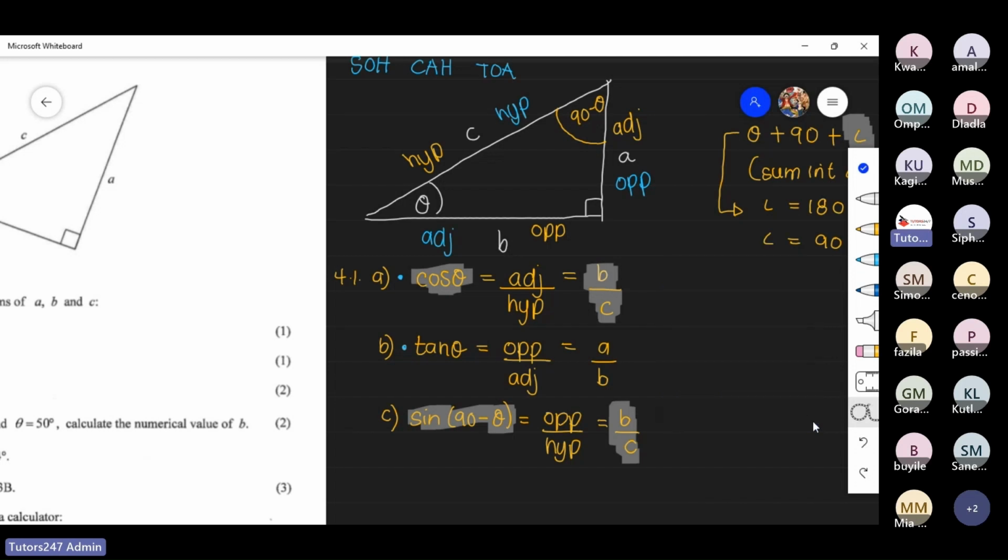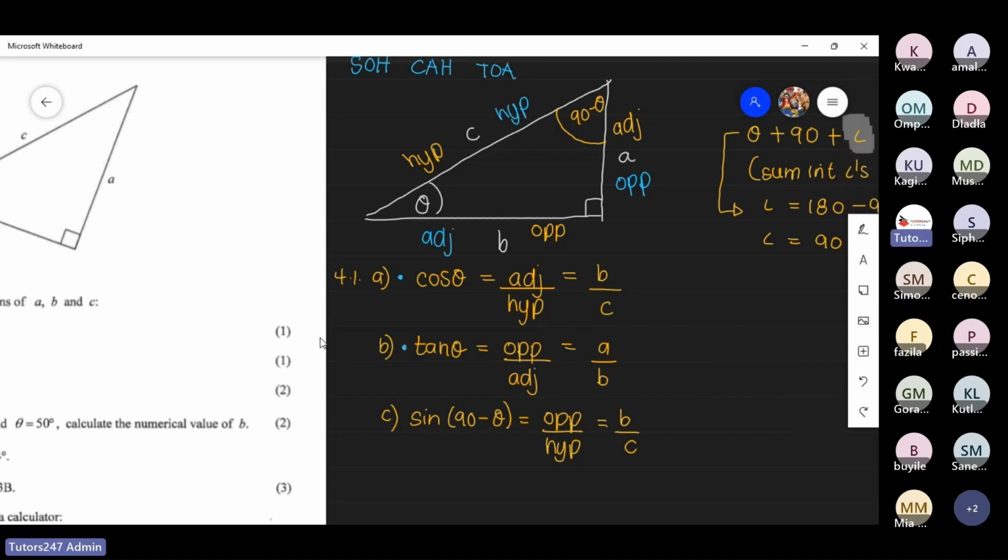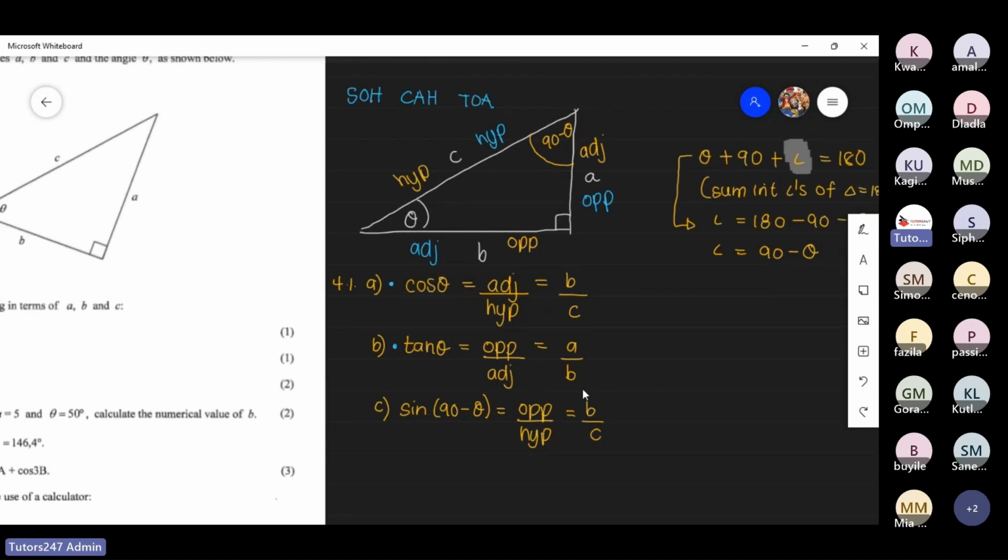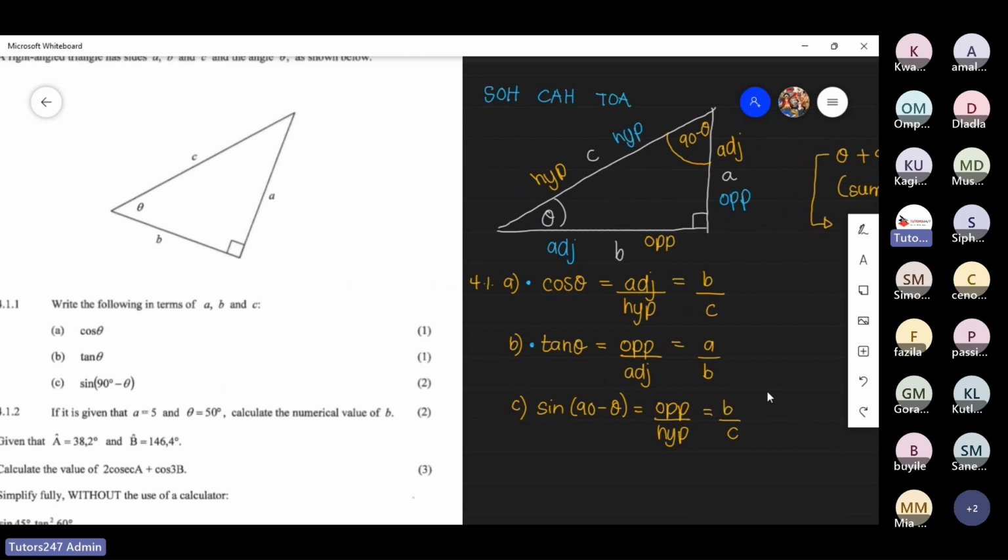Now, let us move on. That was question 4.1 A, B, and C. All we had to do for this particular question was identify which is the correct opposite, adjacent, and hypotenuse. Once we were able to do that, we then found cos and tan and even sine of 90 minus theta with reference to the particular angle that we were dealing with. So always remember, step number 1, label the sides of your triangle with reference to the angle that you are looking at.